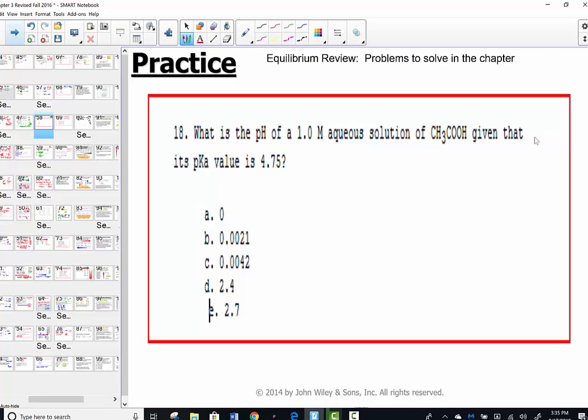If you have a pH of a 1 molar aqueous solution of ethanoic acid, there's the acid, given that its pKa value is 4.75, we need to calculate the pH. There are several review problems of equilibrium expressions that we were taught in Chem 107.